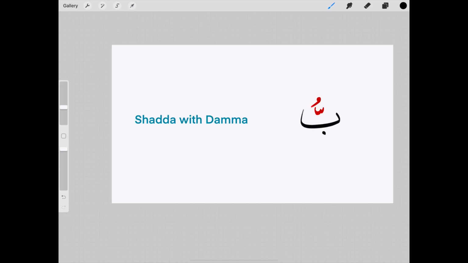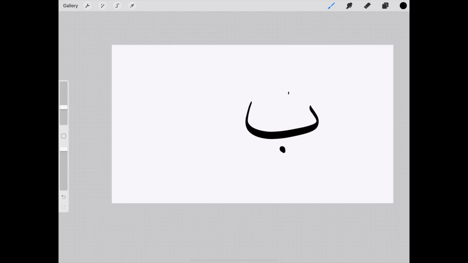Here we have the shadda with dhamma, which is like compounding or duplicating or tripling. So if you add the shadda on top of a letter and you add dhamma to it, how do you think the pronunciation will be like? Ubbu, ubbu. Let's practice that.